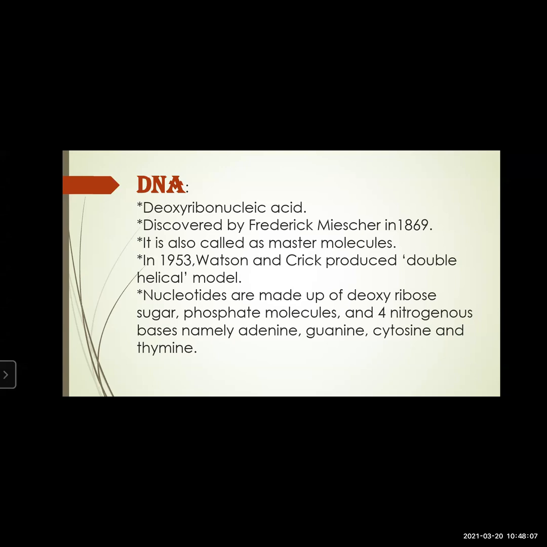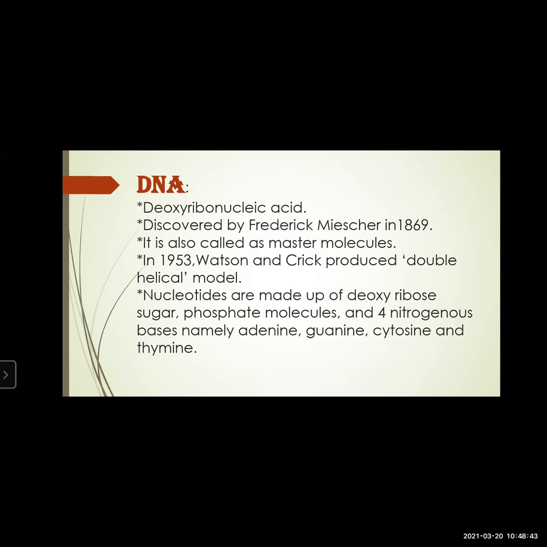So, what is DNA? The full form of DNA is deoxyribonucleic acid. It was first discovered by Friedrich Miescher in 1869. It is also called as the master molecule. It is called master molecule, because all the functioning of the cell and the functioning of the body is controlled by this DNA. In 1953, Watson and Crick produced a double helical model of the DNA. These were the people who have found out how the DNA looks.